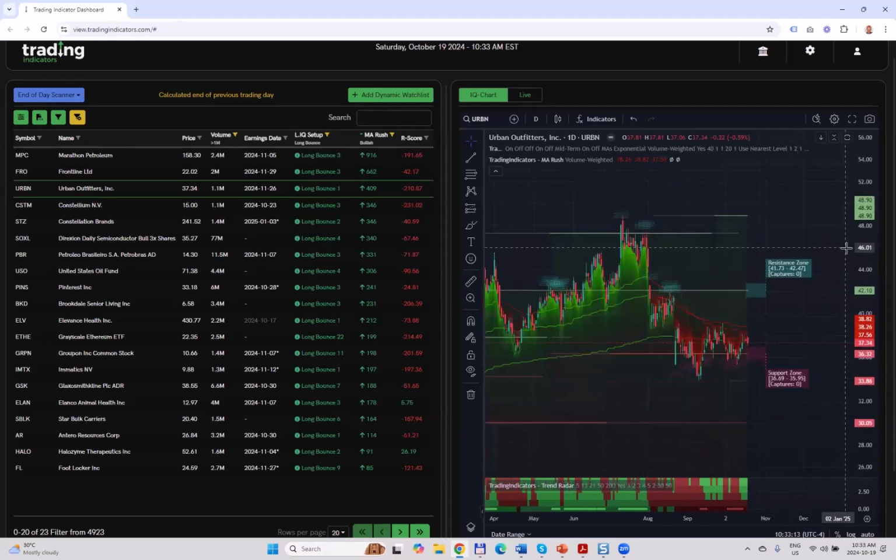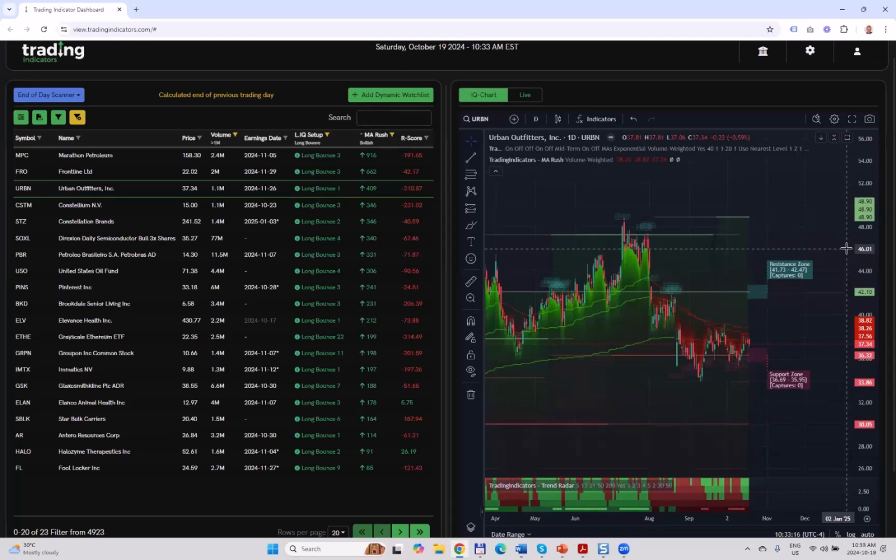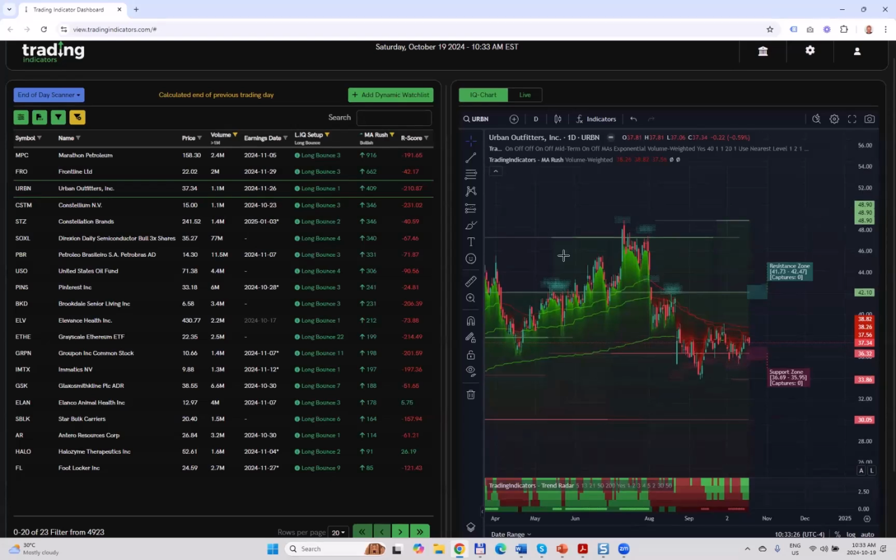And that's the beauty of the scanner. You will always find setups and can really focus on the ones which are of the highest quality. Okay, perfect. So this was long bounce, and let's move on.